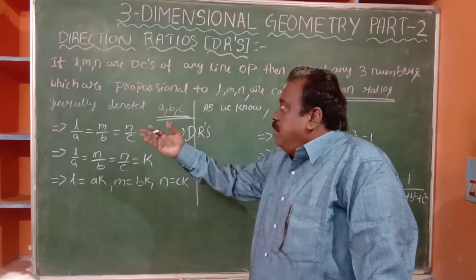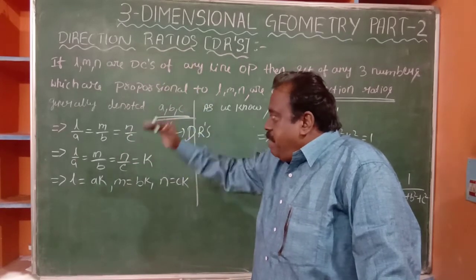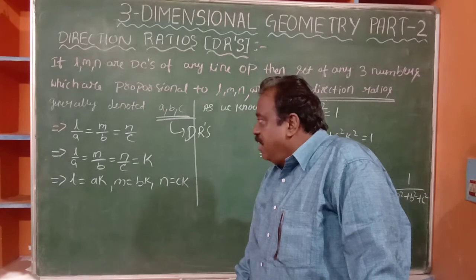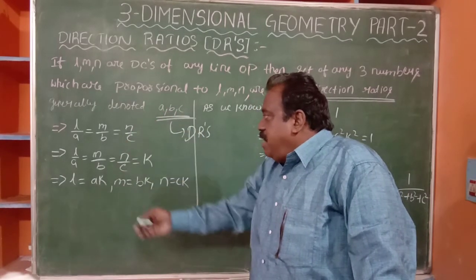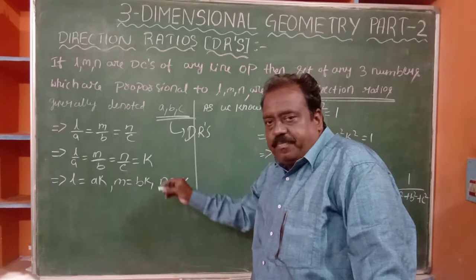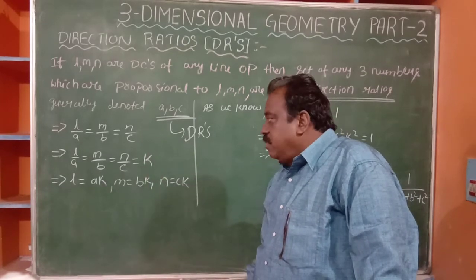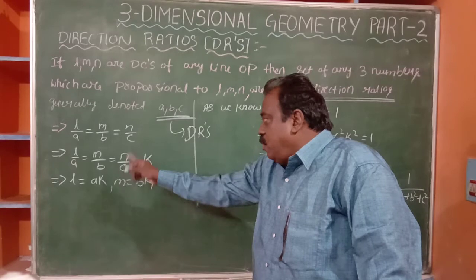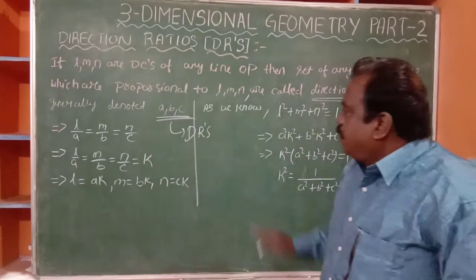That means they are proportional, meaning L by A, M by B, N by C are in the same ratio. From the definition we get that L by A, M by B, N by C are all equal to some K. So L is equal to AK, M is equal to BK, N is equal to CK.